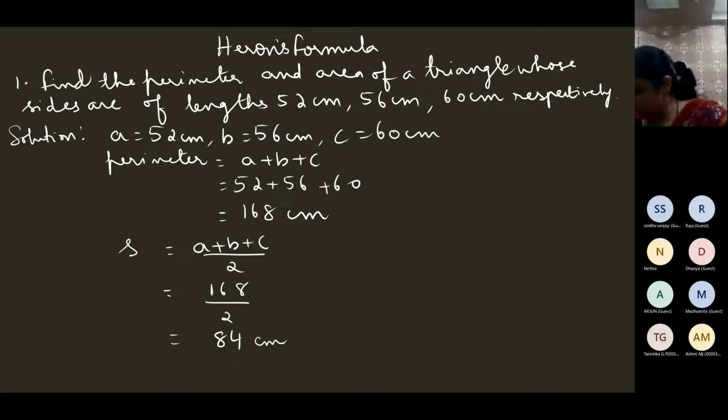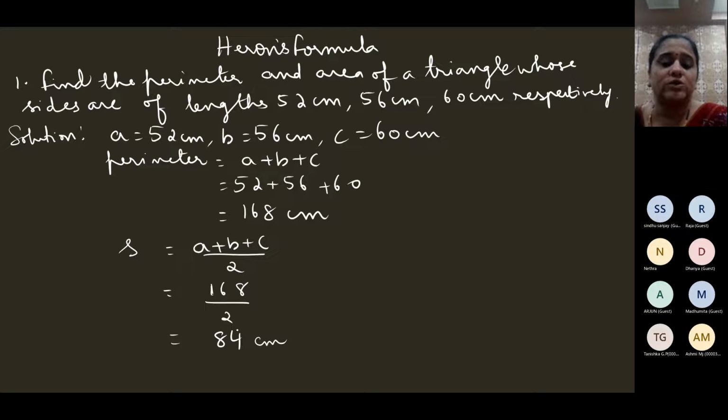So children, nothing much in this. So why are we using Heron's formula here to find the area? Because we only know the lengths of the three sides. We do not know the altitude to any side. So we use Heron's formula to find the area. So first we have to find the perimeter. Perimeter is the sum of the three sides. A, B, and C represent the three sides of the triangle. So the sum of the three sides is the perimeter.